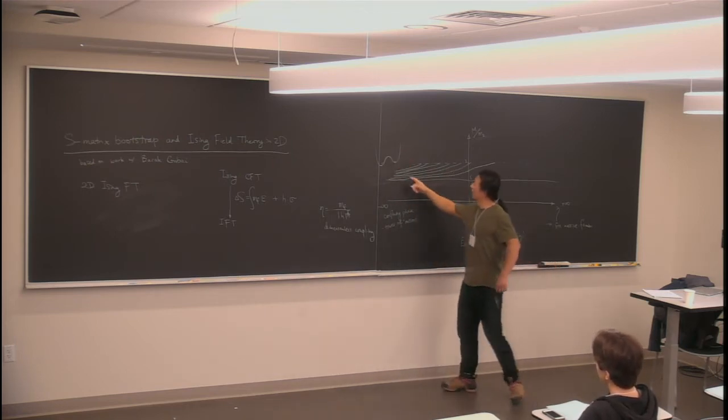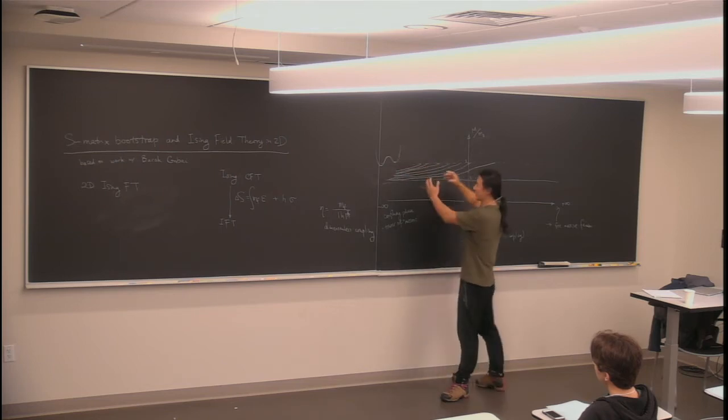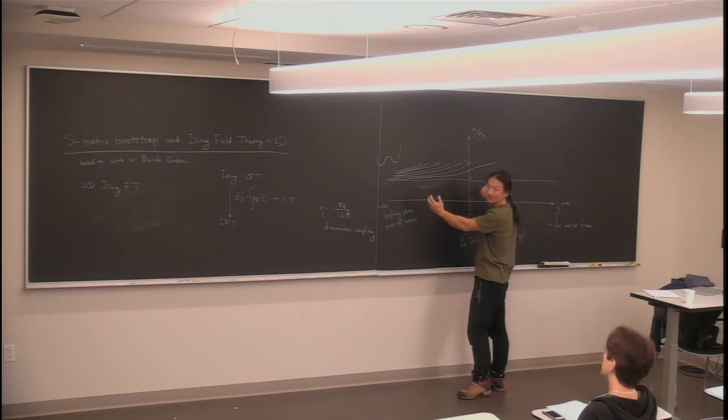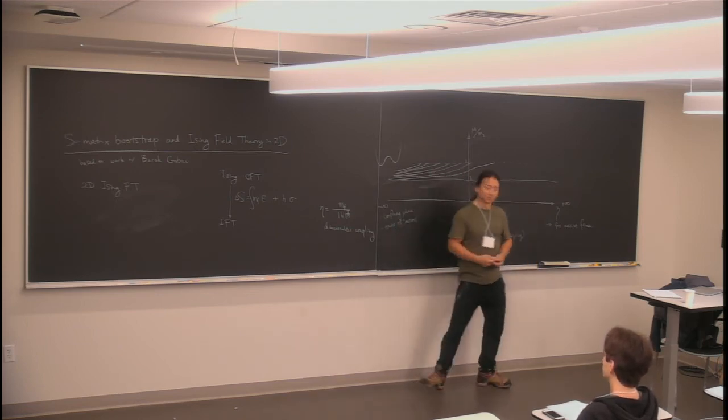But as you see, these kinks will have to be confined because on one side there's going to be some non-zero energy density, so the energy is going to diverge, unless there's an anti-kink. I see. So these mesons are the kink anti-kink bound states. Okay.